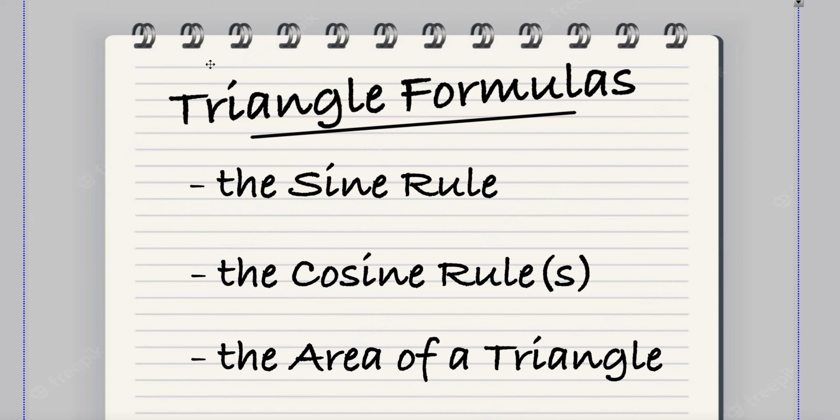We've got the sine rule and the cosine rule. There's actually two versions of the cosine rule, as we'll see, and a formula to help work out the area of a triangle. All of these have got trig functions in it, as we'll see. So we're going to start with the sine rule.